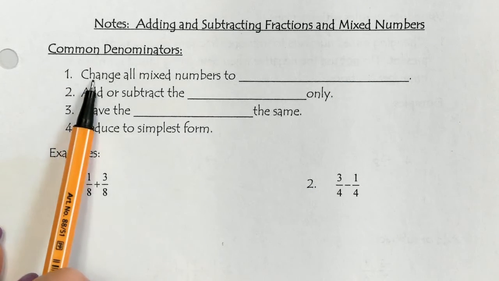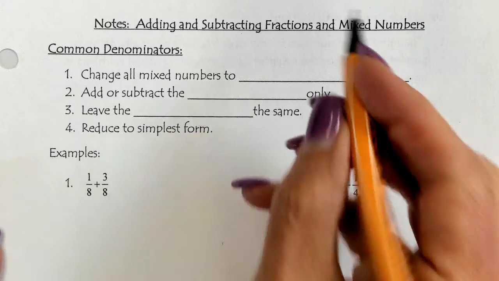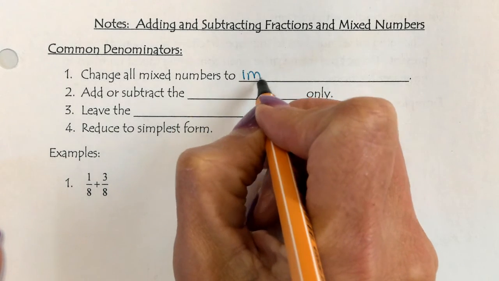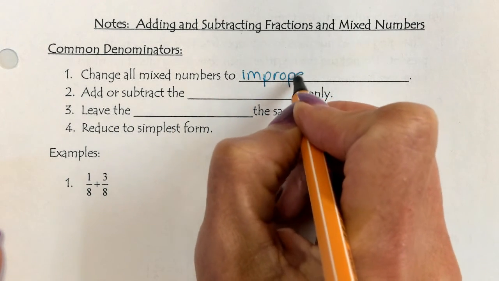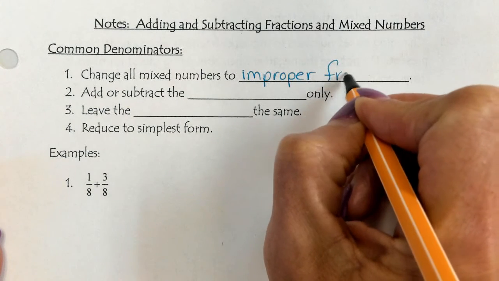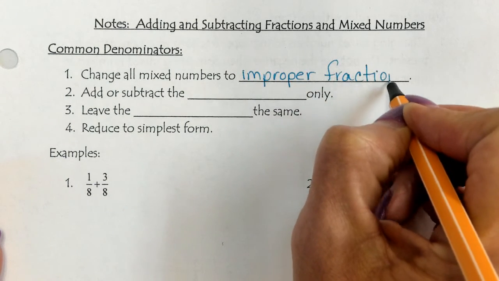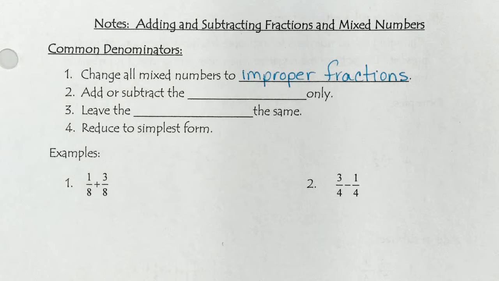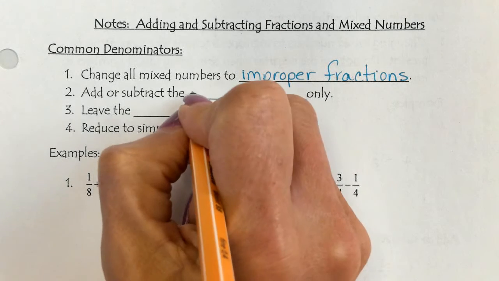So at the top, we've got some information about common denominators. When you're doing this, I want you to change all mixed numbers to improper fractions. And that may sound like it's not necessary, but I promise you it's a great habit to get into, and it's going to shorten up the amount of work that you have later. So for now, just bear with me and know that changing those mixed numbers to improper fractions is going to be useful. Add and subtract the numerators only.